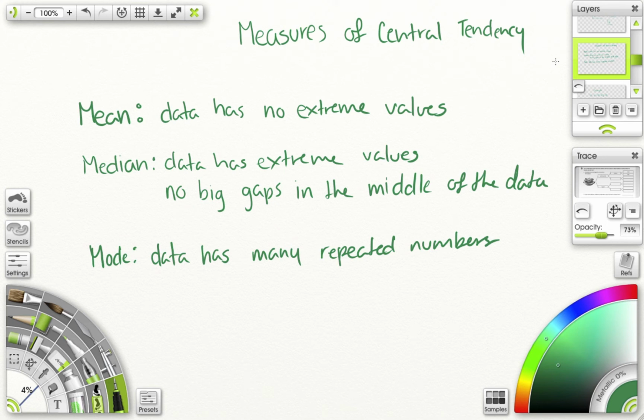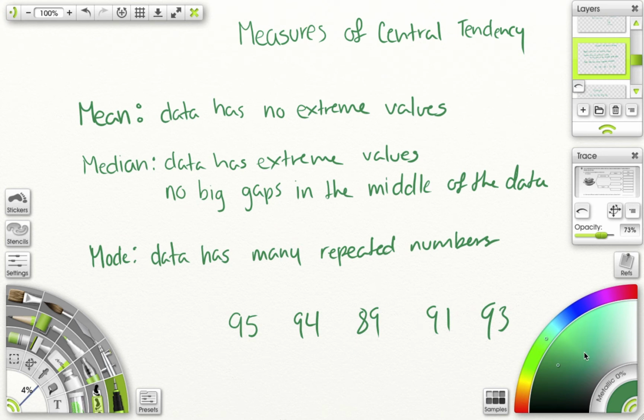So let's say I had the numbers 95, 94, 89, 91, and 93. Those numbers are all really close together. There's no huge jump in numbers. So it would make sense to use mean for that set of data.